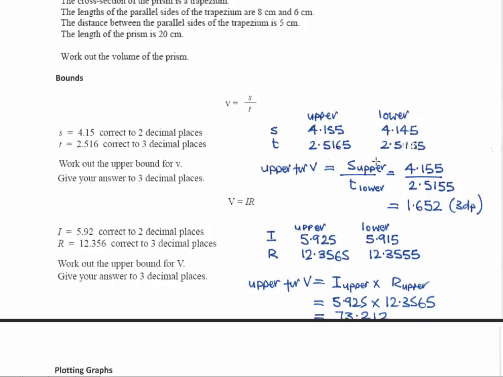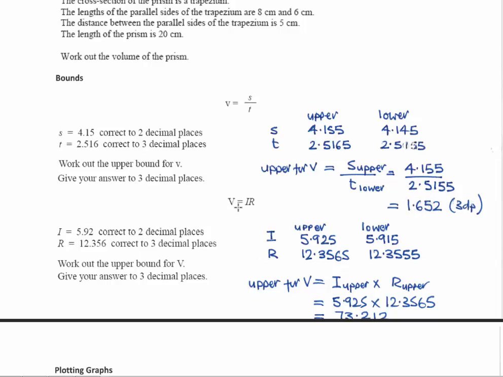So that means we choose the biggest S and the smallest T. So that's what I've chosen: the biggest value for S and the smallest value for T. And that gives me the biggest possible number I can make V. Okay, and to 3 decimal places, here it is.